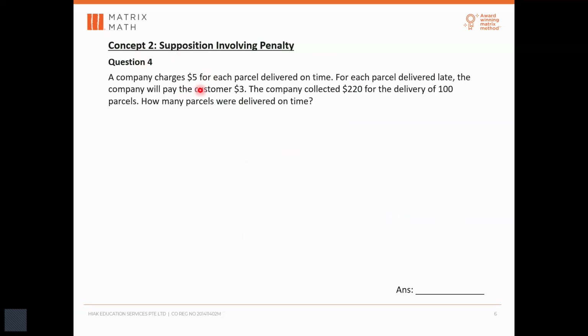Okay, question 4. A company charges $5 for each parcel delivered on time. So this one is about whether it's on time or late. If it's delivered late, the company will pay the customer $3. So they don't get money, in fact, they have to pay them. The company collected $220 for the delivery of 100 parcels. How many parcels were delivered on time? So Ariel, this is like your question. What if they ask for the positive, right? So this one is asking how many delivered on time.